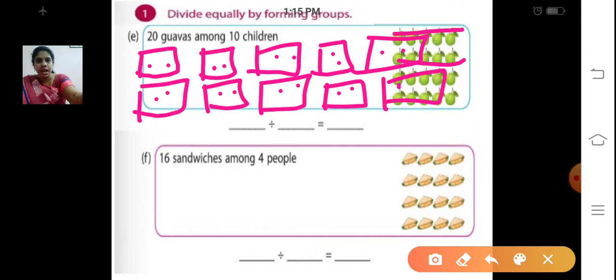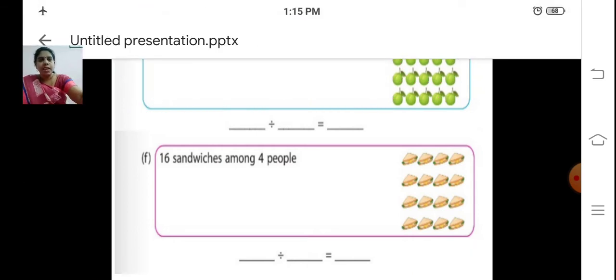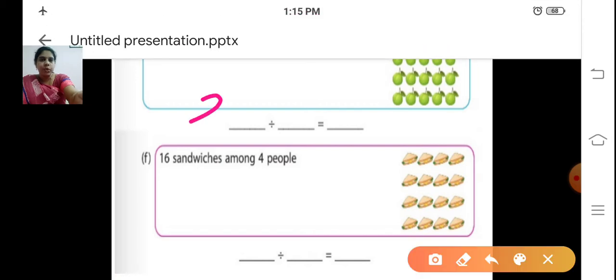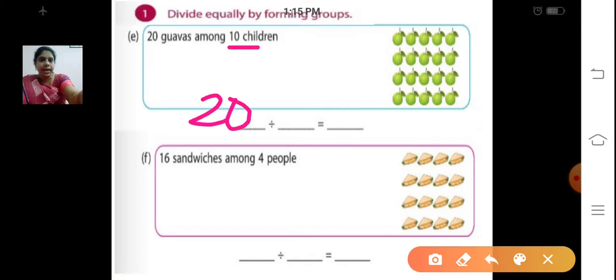Now tell me how many goers each child gets? Just see how many goers each one is getting now. 2, isn't it? So each one is getting 2 goers. In division we are distributing equal quantities in equal groups. We are giving 2 to each child, right? So how to do this? 20 divided by 10 is equal to 2.